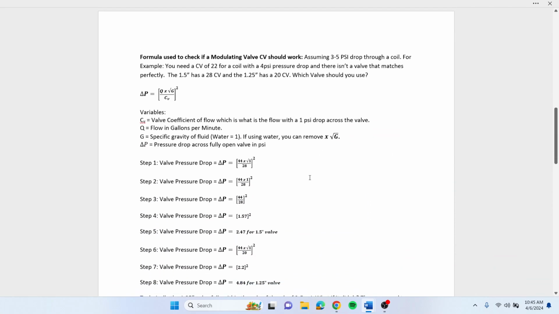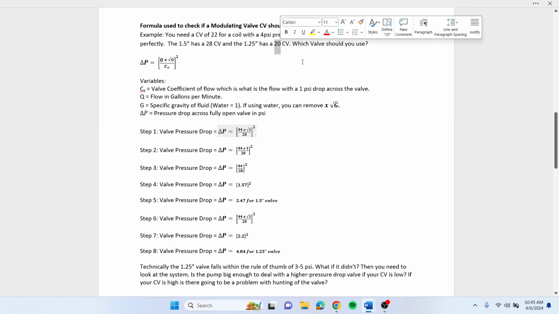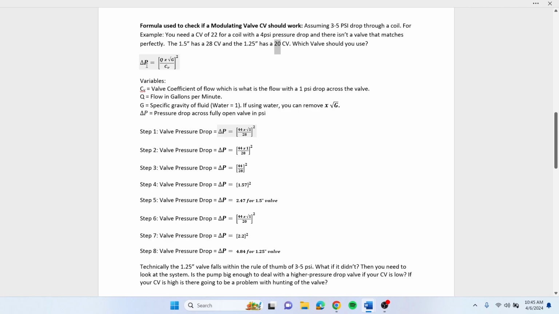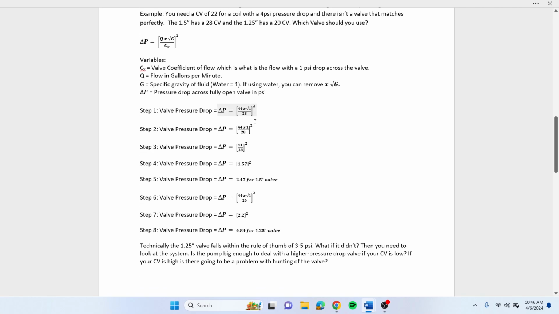So for example, let's say you have a choice of a 1.5-inch valve that has a 28 CV, or you can get a 1.25-inch valve that has 20 CV. Well, now you've got to figure out which one to use. Then you use this formula. Your differential pressure equals Q, gallons per minute, times the square root of G, where G is specific gravity again, divided by CV, all squared. Our CV is given to us up here, so we just plug this into the formula and start filling this out.